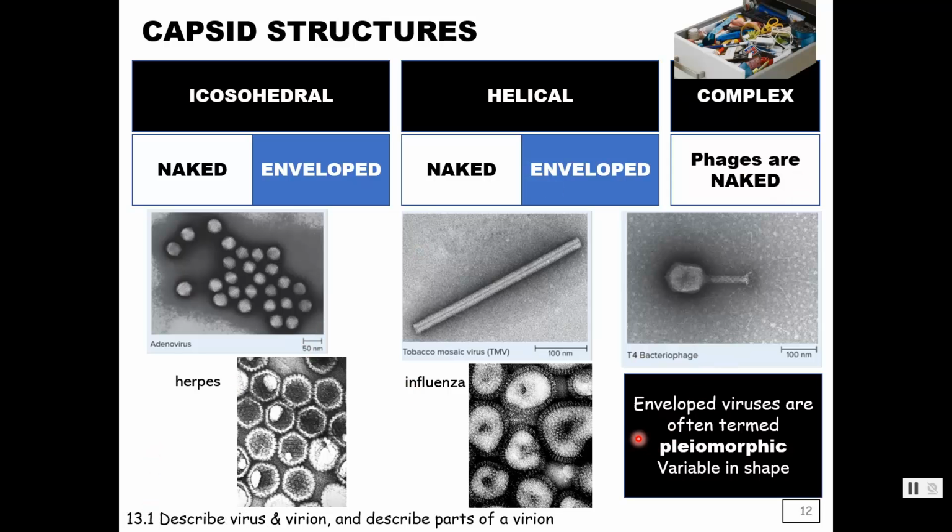So enveloped viruses, because that phospholipid bilayer is somewhat fluid, often don't have a clearly defined shape. So often they are termed pleomorphic or variable.